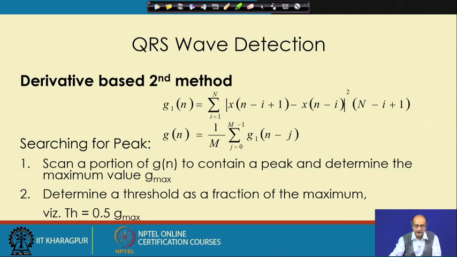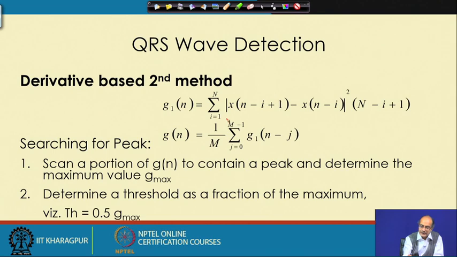So, let us look at that form of the derivative first. The first thing they have done is take a weighted sum, because the signal after taking the derivative accentuates the contribution of the noise.